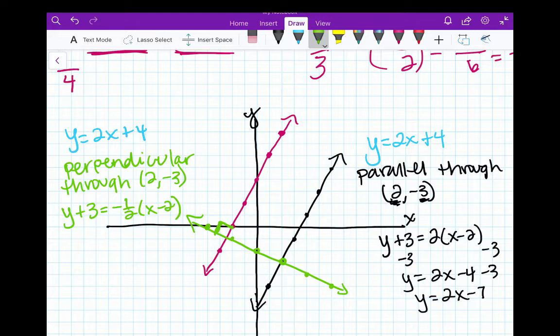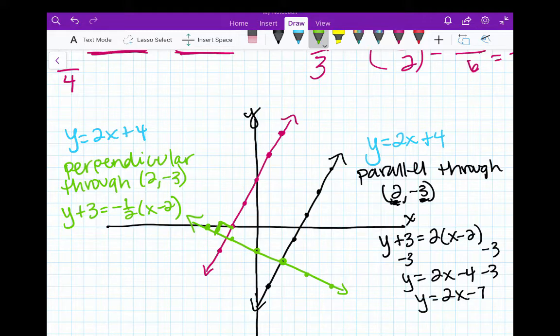So the green is perpendicular to the purple, but also to the black, isn't it? Because the black's parallel to the purple. So it would make sense that if one line is perpendicular to two lines that are parallel to each other, then the slope is still the opposite reciprocal of both of those lines.